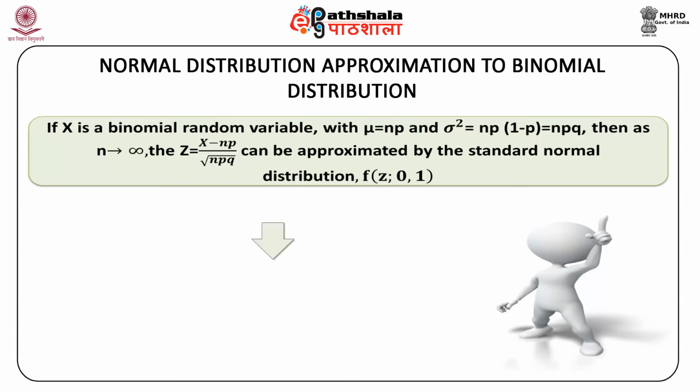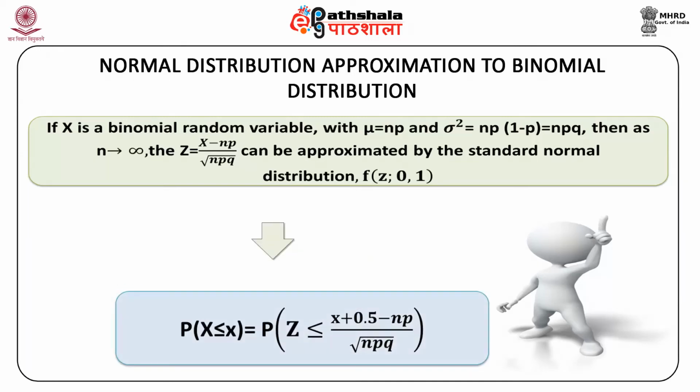Using the binomial distribution, we know that the probability that small x is less than or equal to capital X is the sum from k equal to 0 to X of b(k; n, p). This is approximated by the area under the normal curve to the left of X plus 0.5 instead of X. Therefore, the probability that small x is less than or equal to capital X is the probability that z is less than or equal to (X plus 0.5 minus np) divided by the square root of npq.